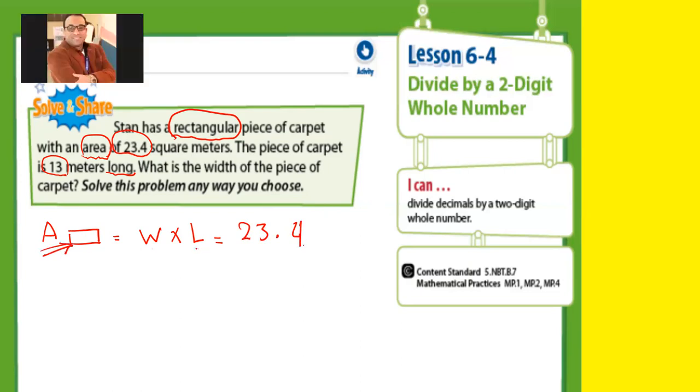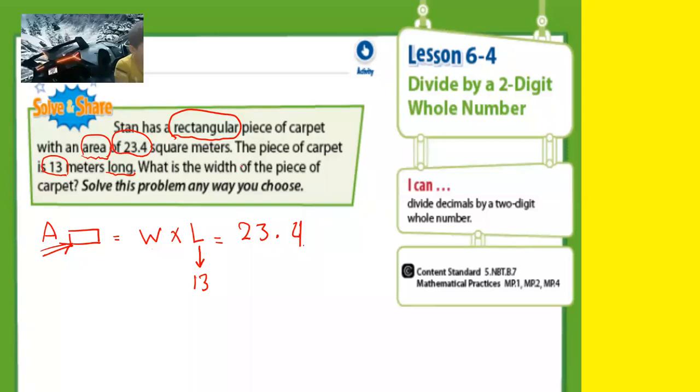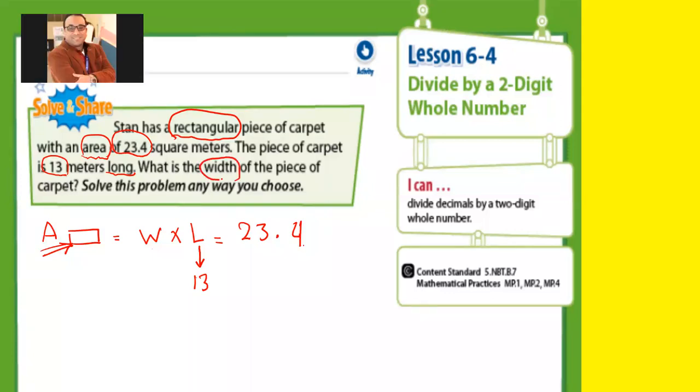After that, he said that this length equals 13. Am I right? And at the end of the reading, he asked, what is the width? He wants to get the value of this width. I don't know it. So the question is, what is the number that, if you multiply it by 13, you will get 23.4?